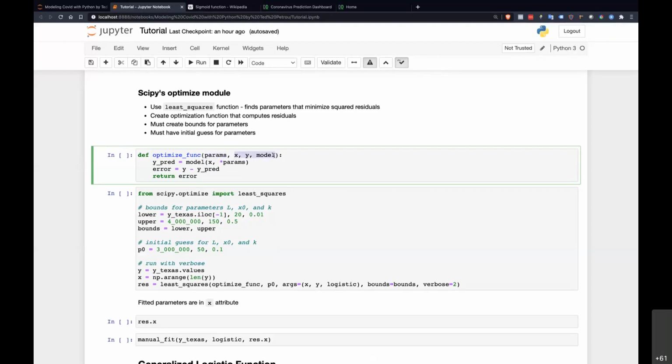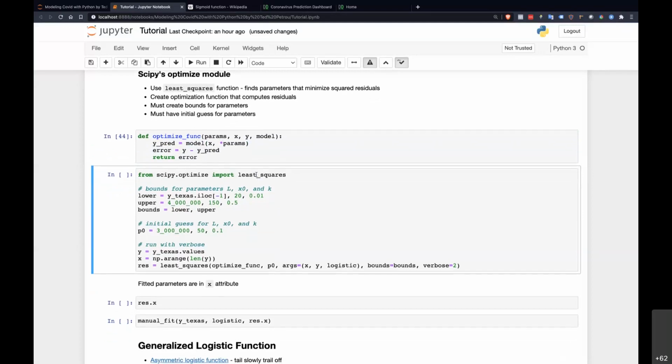Now, these will be more or less static: x, y, and model. Right? These will be constants, actually. X will just be the x values, y will be the y values, and model will be the actual function. So I'll show you how these get passed in. But regardless, what happens is we get the prediction by passing in the parameters to the model, and then we'll just subtract that to get the error, and we will return the error. So that's what this function does.